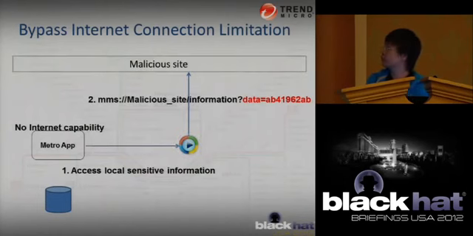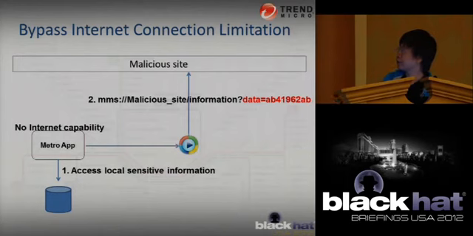But I could give you a scenario like this. First, the MetroStar app accesses local sensitive information. Sometimes a MetroStar app can access some information from local. And because it doesn't have internet capability, it can open an MMS link and append this sensitive information in the URL and send it to the internet. So even though the Metro app doesn't have the capability, it still can send information to the internet.